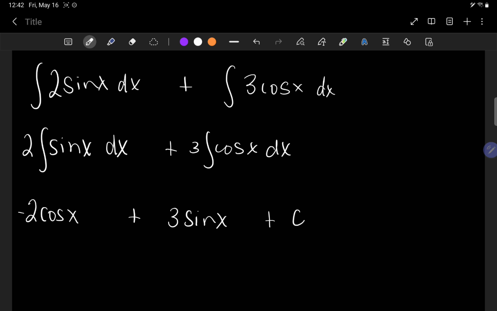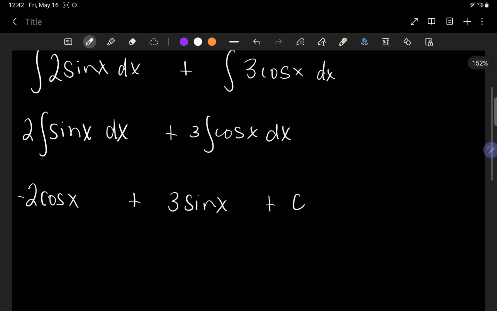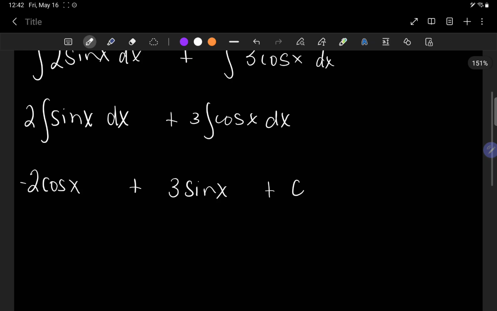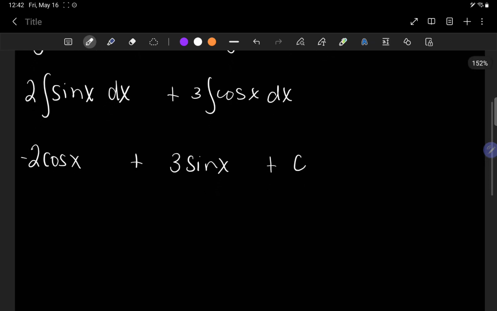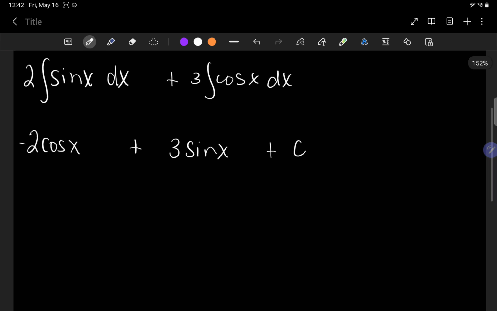Perfect. So that should be the basics, right? Right. Absolutely. That would be like chapter 4 in my Calc 1 class. Beginning of chapter 4. All right.